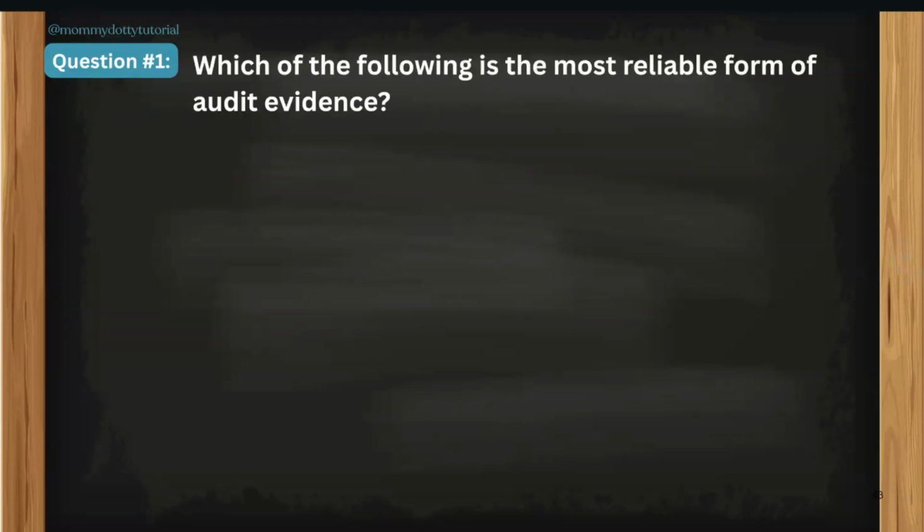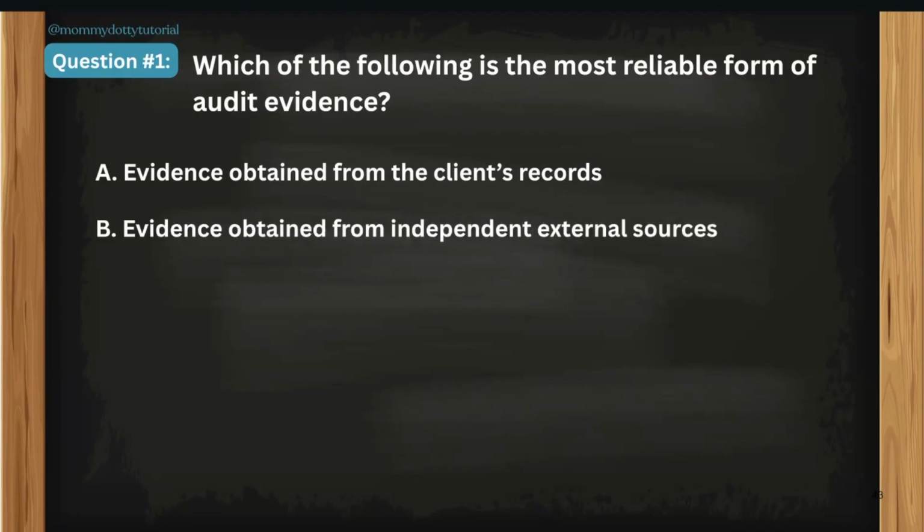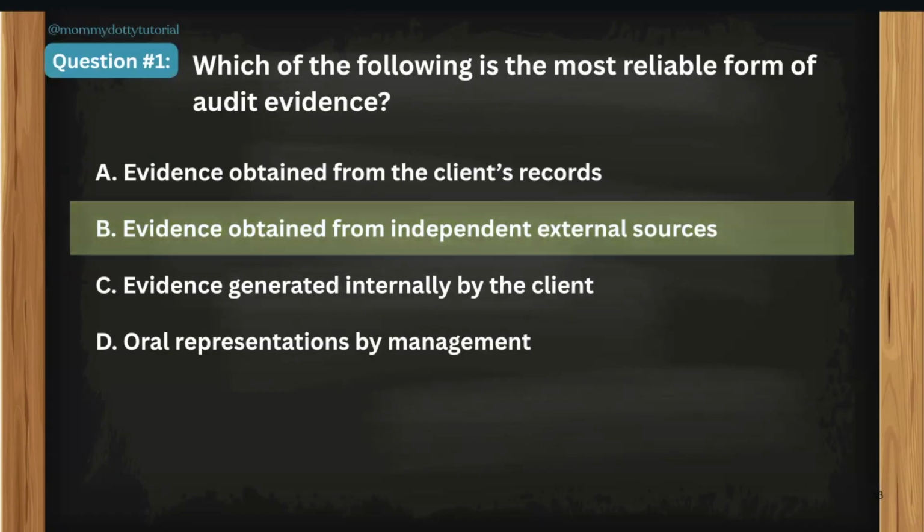Okay, question number 1. Which of the following is the most valuable form of audit evidence? A, evidence obtained from the client's records. B, evidence obtained from independent external sources. C, evidence generated internally by the client. D, oral representations by management.